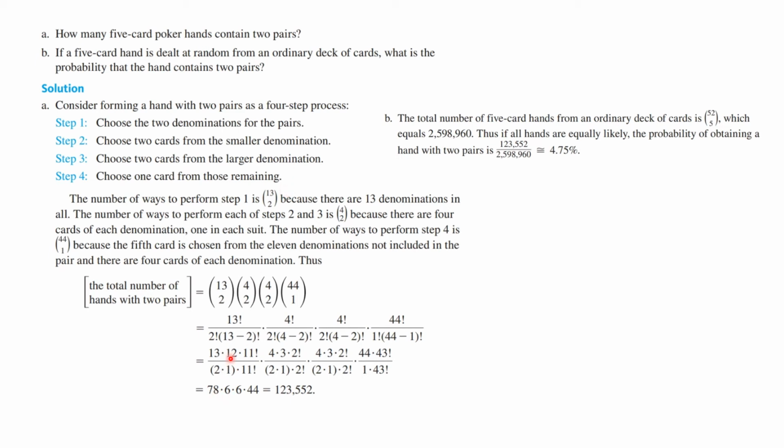Okay, so here's what you do. You first choose the denomination. There are 13 cards ranging from the ace all the way up through the king, and you're picking two of them, so this is 13 choose 2. Then you're going to pick the two cards with the smaller denomination, so that is 4 choose 2. There are 4 suits, you're choosing 2 of them. And then you're going to choose cards from the larger denomination. There are 4 cards, and you choose 2 of them.